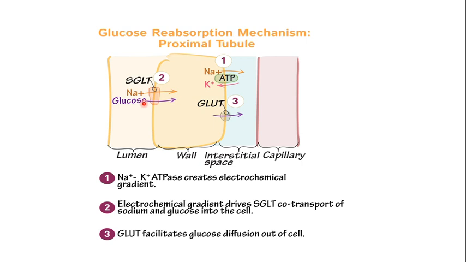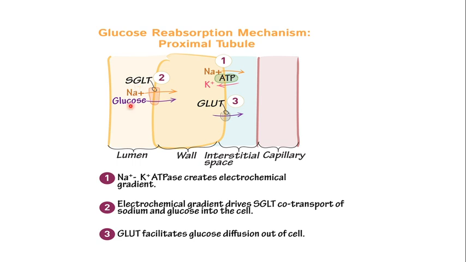ATPase pump. Now the protein molecule or the protein pump that is responsible for the movement of the sodium and the glucose into the wall part of the proximal tubule is known as the sodium dependent glucose transporter, or for short, the SGLT.